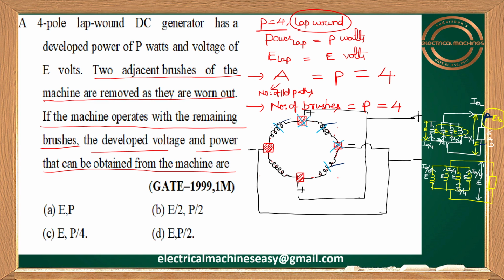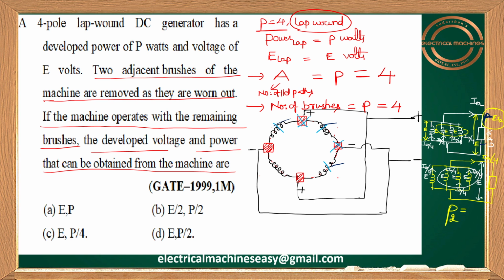Now I told you these three become dummy. So tell me, what is the total current coming at the load side now? You'll be getting only IA by 4. And if you want to find the power in the second case, you can say P2.